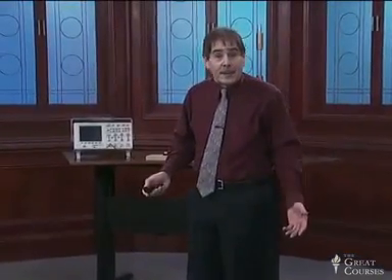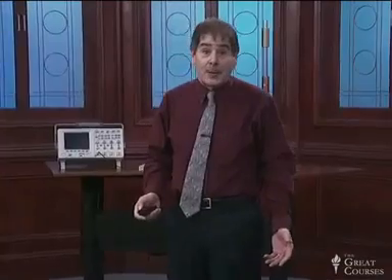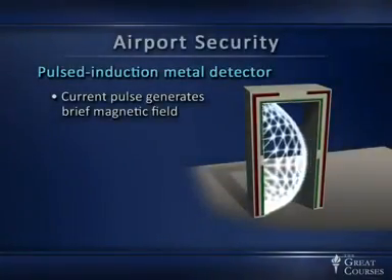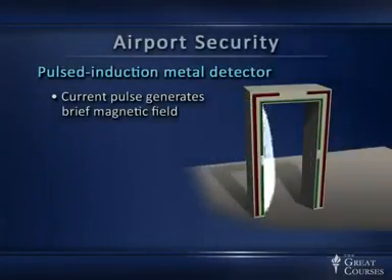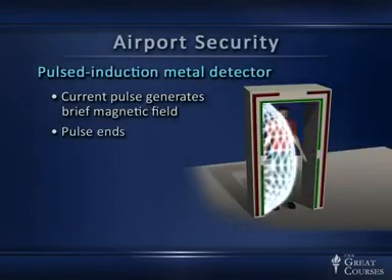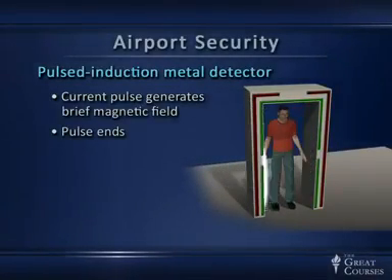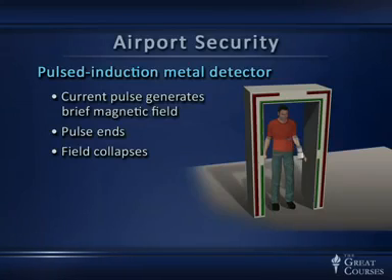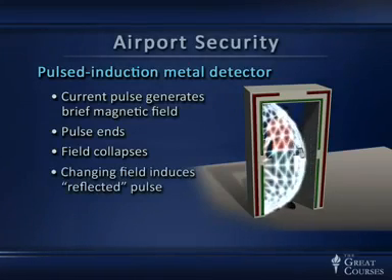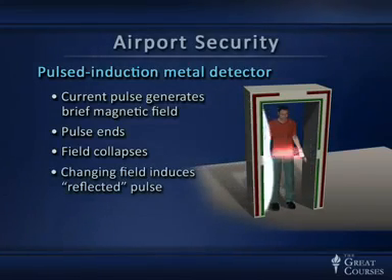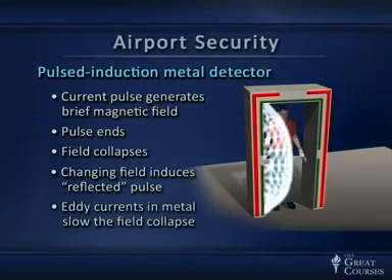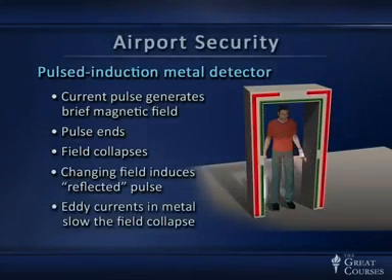We use electromagnetic induction also for airport security. When you walk through an airport metal detector, you use what's called, in most metal detectors, pulsed induction technology. In pulsed induction, there's a current pulse that generates a brief magnetic field, and if there are eddy currents occurring in metal on the person who's walking through the metal detector, those eddy currents slow the field collapse, and so that slowness is detected by electronic devices, and that's what sets off the alarm.